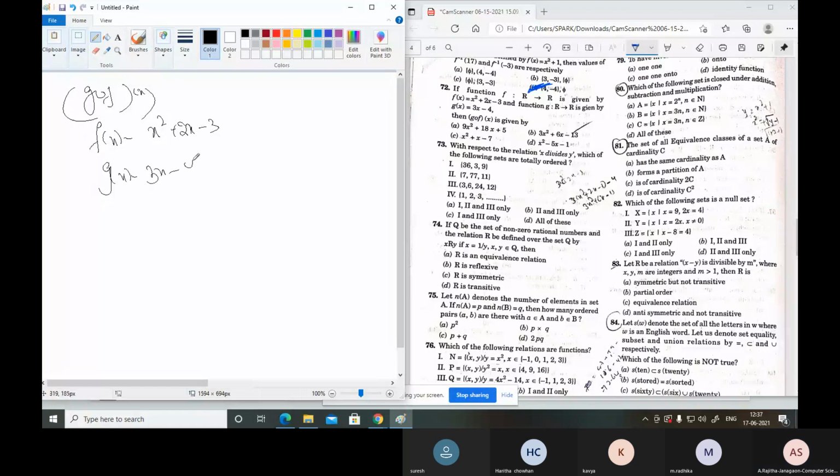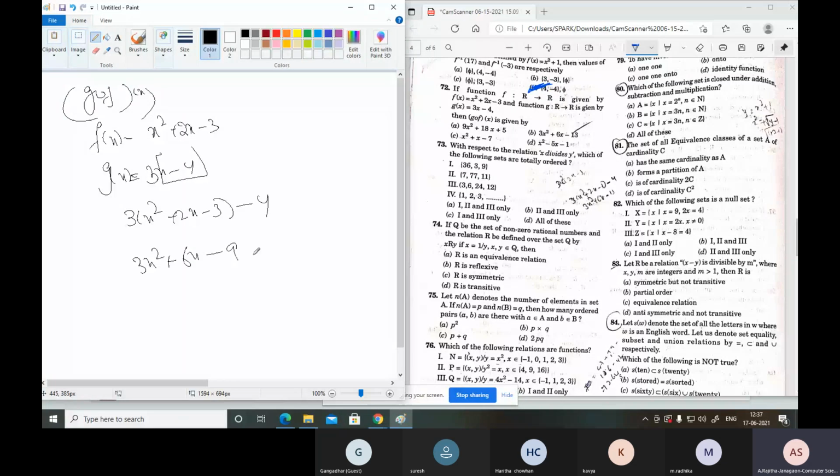Now here substitute this one here. Okay, this f of x, substitute here. That means 3 times x square plus 2x minus 3, minus 4. That is 3x square plus 6x minus 9 minus 4, which is 3x square plus 6x minus 13. So these are the types of questions.